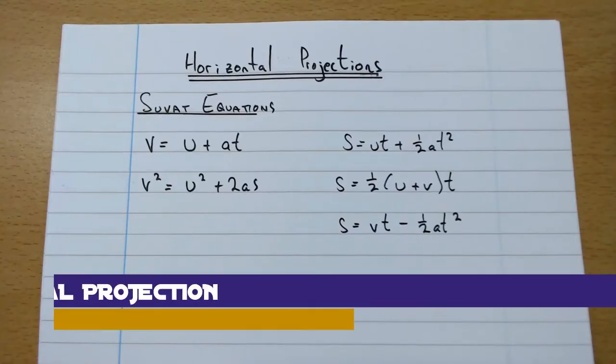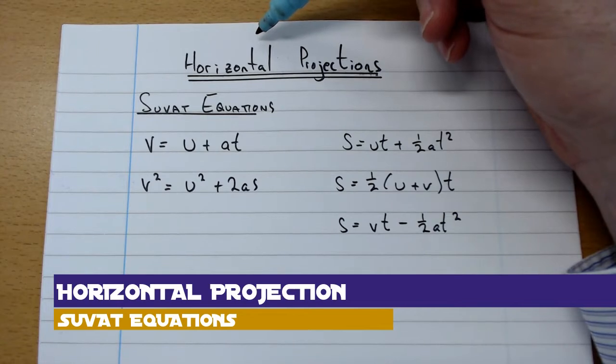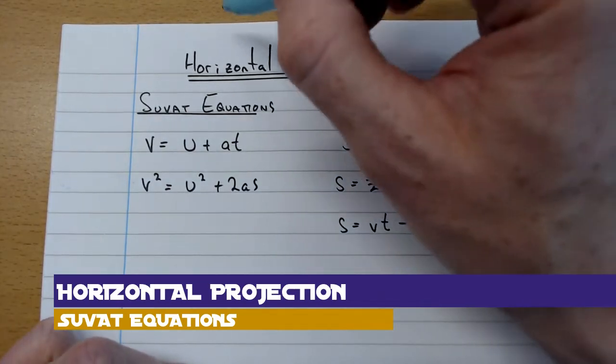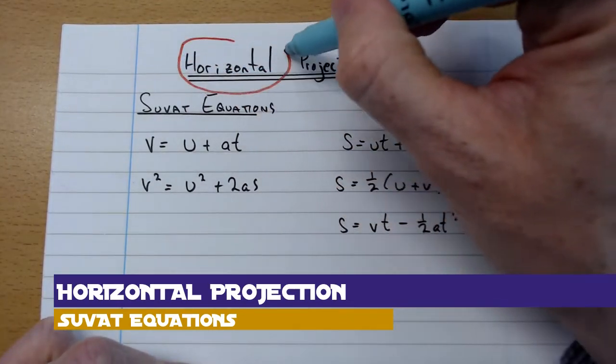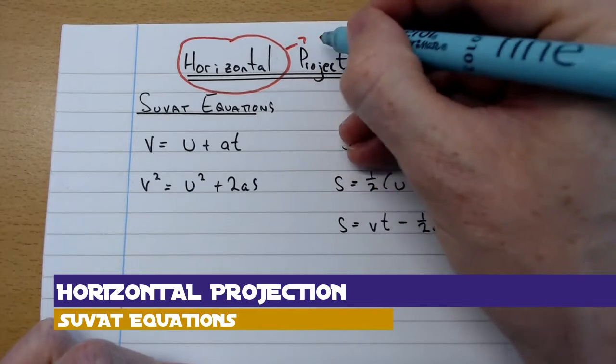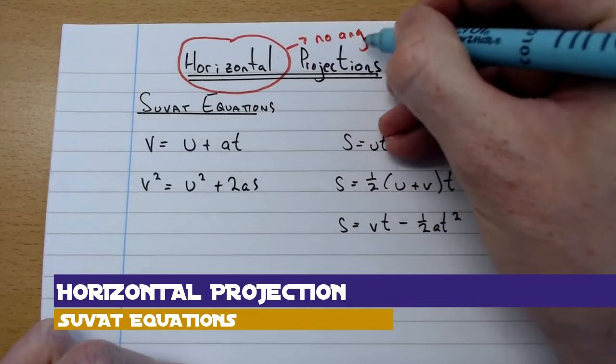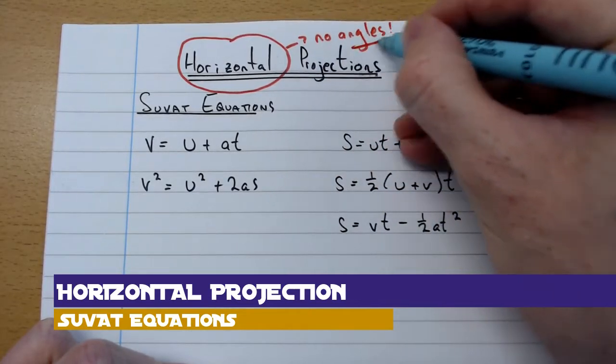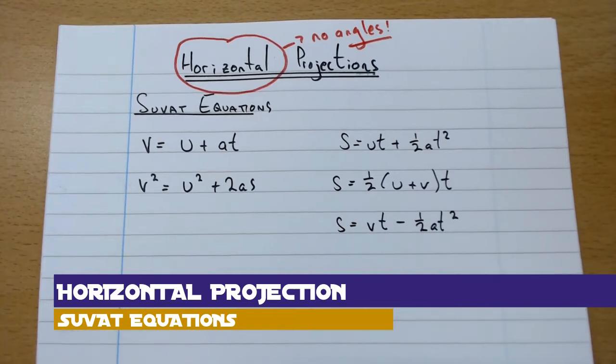Hello, today we're going to look at horizontal projection from your mechanics syllabus. You need to know your SUVAT equations for this. They are listed on the screen in front of you. By horizontal projection, I mean there will be no angles. You're just simply moving left or right. So I'm not worried about angles between planes and whatnot.